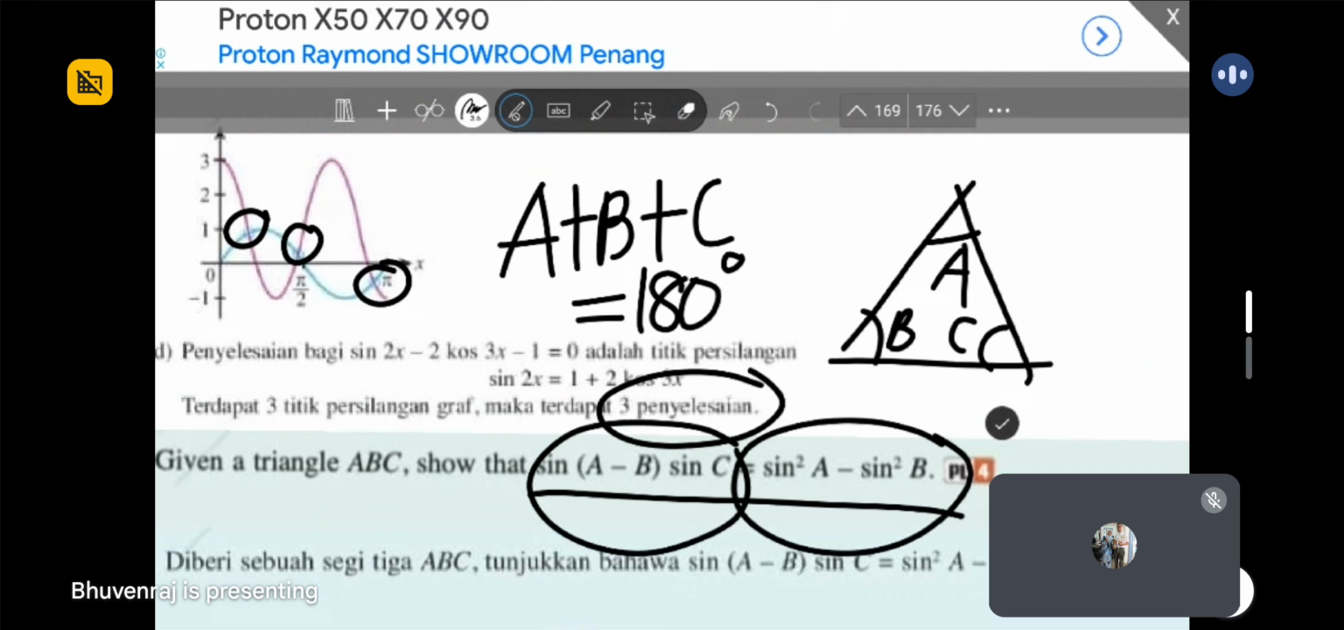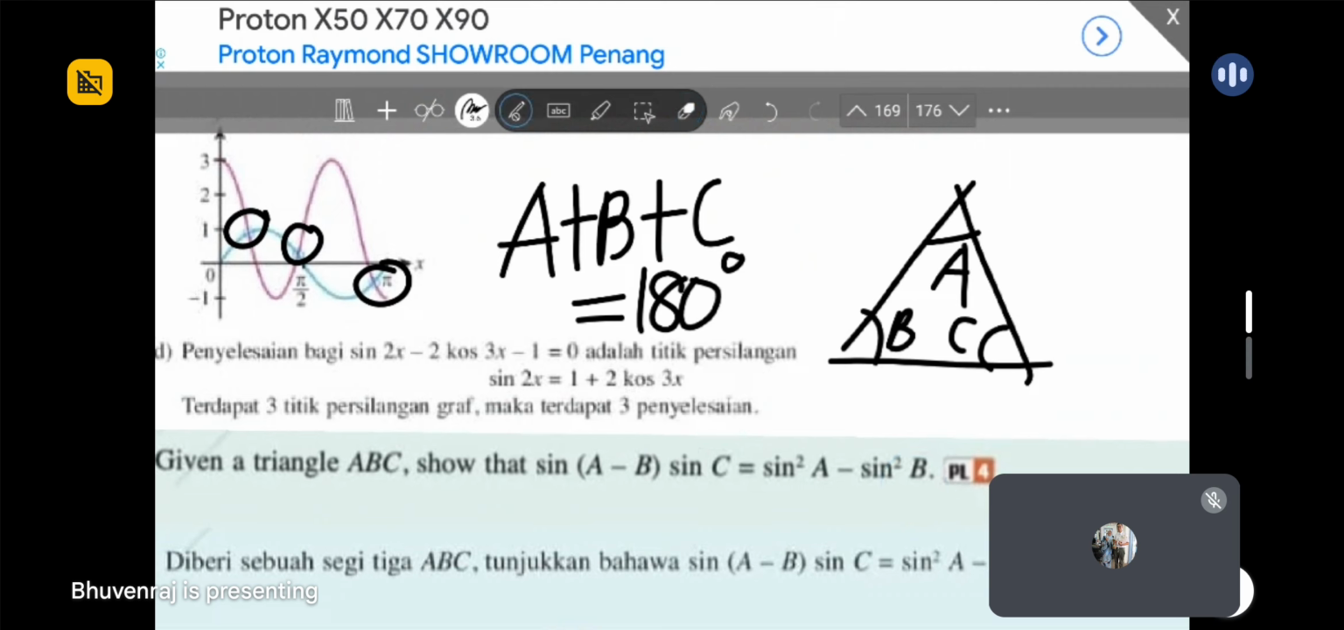Okay, so always I say start from the complex side. Mula dari susah. So guys, where is the harder one? This one, right? Yang ni susah kan? Because you have a bracket. Bracket always is susah one. Okay, so you start from the left-hand side. So it means that you must have information sine A minus B and also sine C.